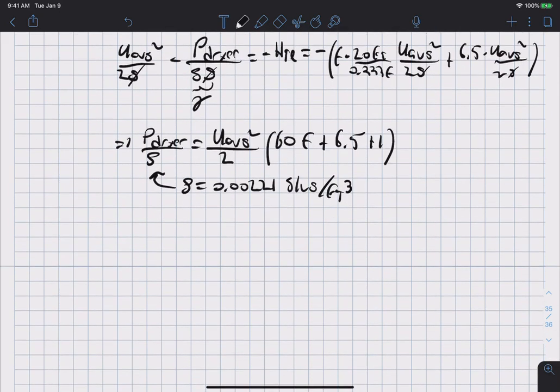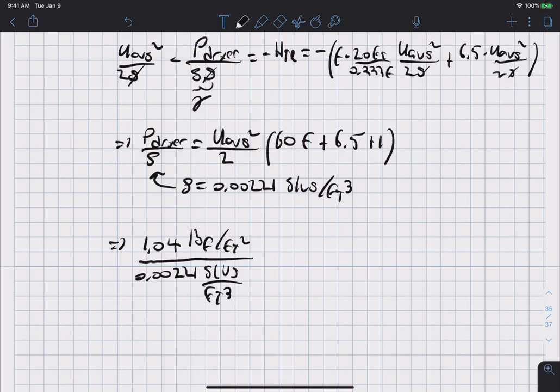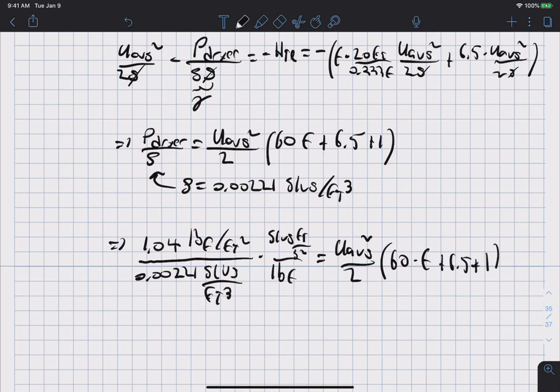And we found out P dryer, so we just stick in the numbers for that. This implies that 1.04 pound force per foot squared over 0.00221 slug per cubic foot. And I'm going to convert the pound force to slug, so 1 pound force equals slug feet per second squared, is equal to the average velocity squared over 2 times 60 times F plus 6.5 plus 1.